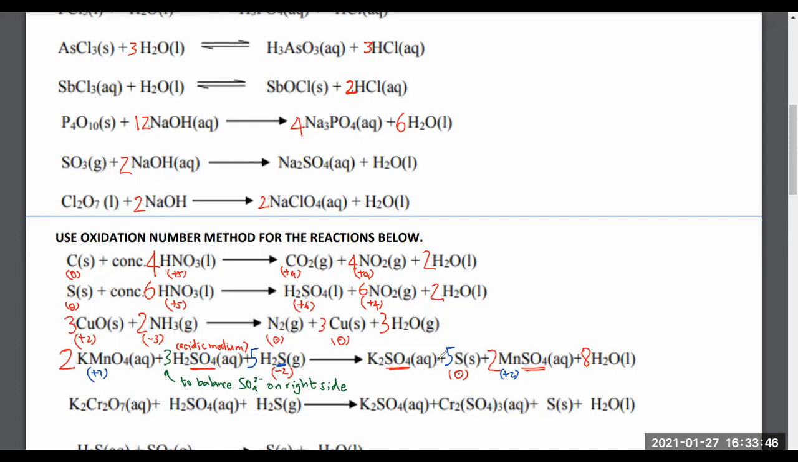I think that's the problem you might have encountered in this question. H2SO4 here is an acidic medium. In the next reaction also, it's the same.